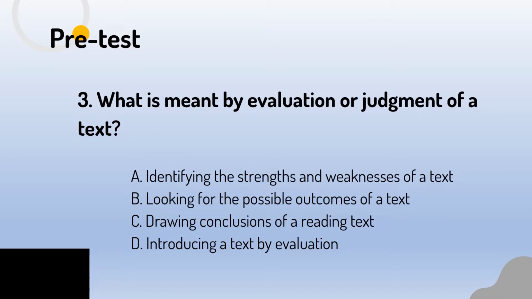Number 3, what is meant by evaluation or judgment of a text? A. Identifying the strengths and weaknesses of a text. B. Looking for the possible outcomes of a text. C. Drawing conclusions of a reading text. Or D. Introducing a text by evaluation. Alright, for number 3, the answer is letter A.